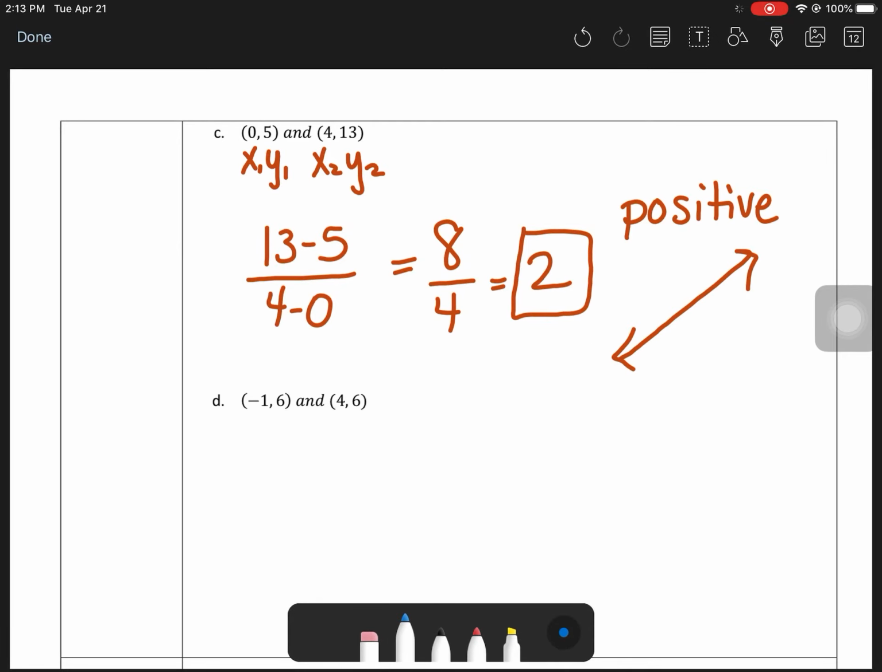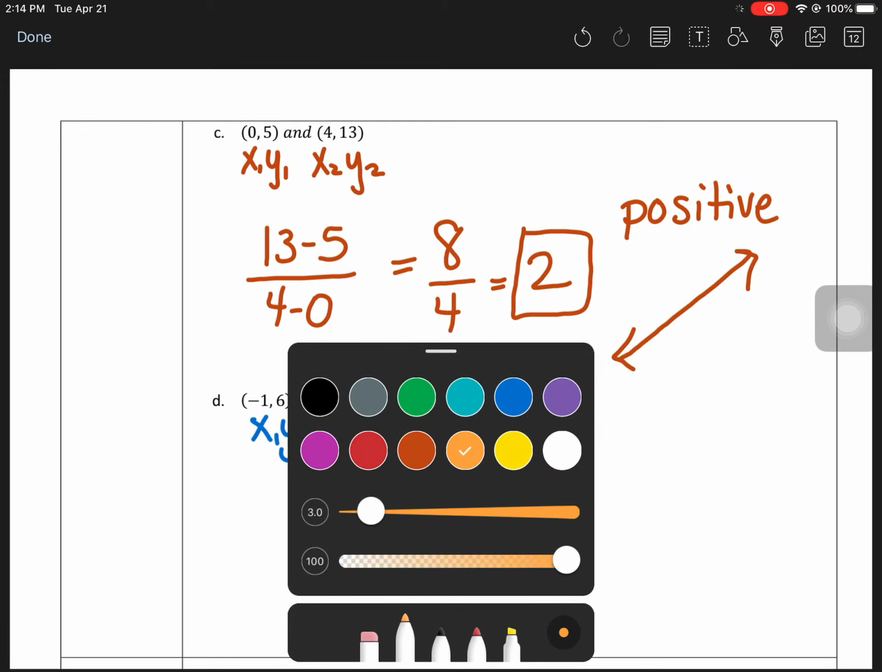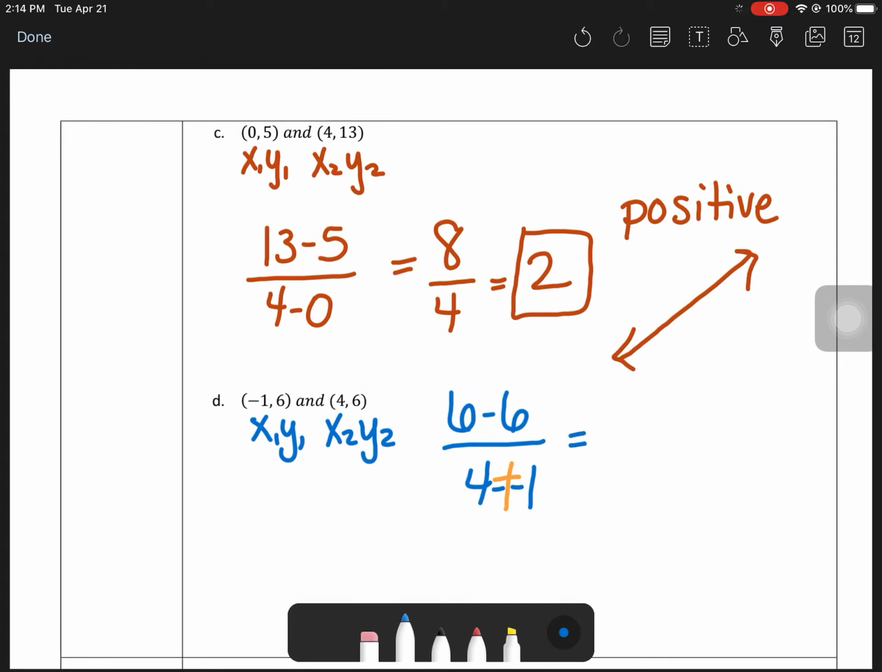Okay, in the next one, we're going to label our points as x1, y1, and x2, y2. So we're going to subtract the y's, 6 take away 6, subtract the x's, 4 minus negative 1. Remember, minus a negative is a plus. So we're going to take 6 minus 6, which is 0, and 4 plus 1 is 5. 0 divided by anything is 0. So a 0 slope, remember, is a horizontal line. It goes straight across.